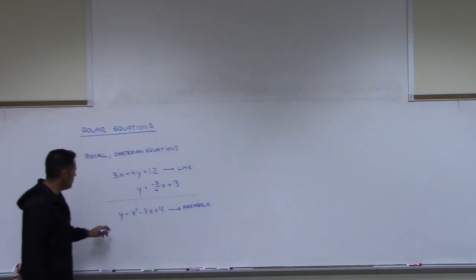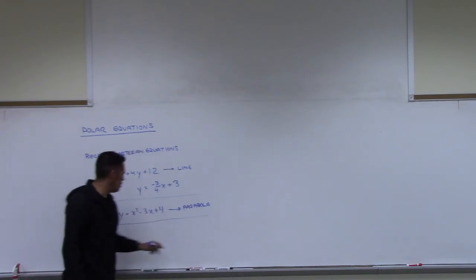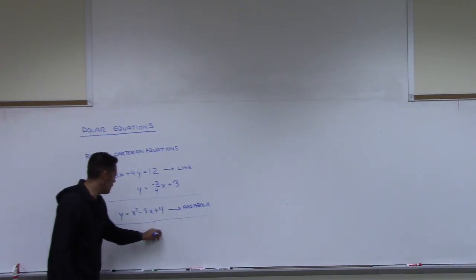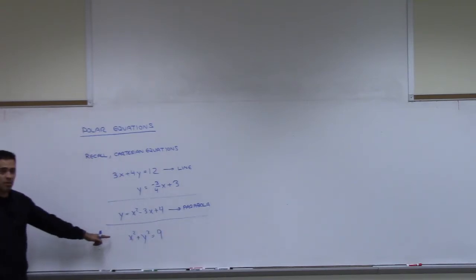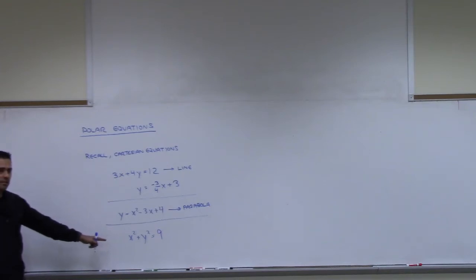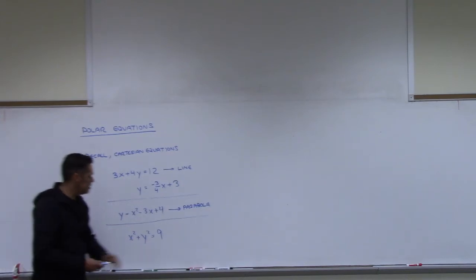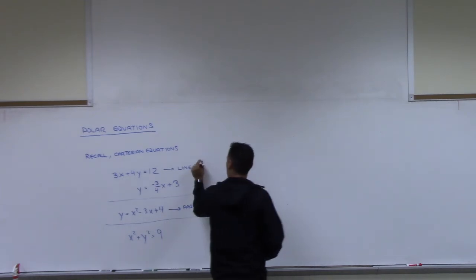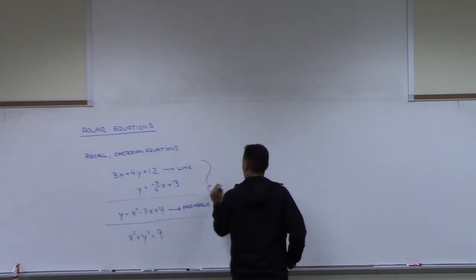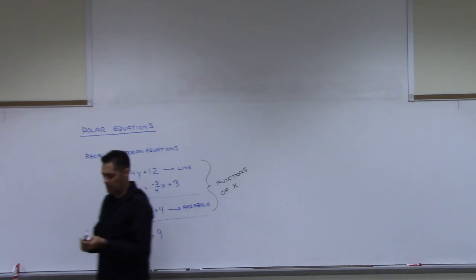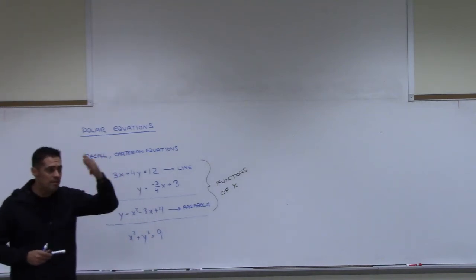And then we had some Cartesian equations that were a little different. X squared plus y squared is 9. That's a circle, right? Radius 3, right? The first two equations right here are functions of x. Because if I graph those two, they would both pass the vertical line test.